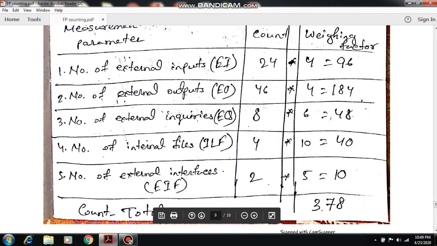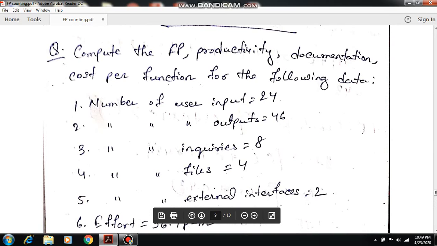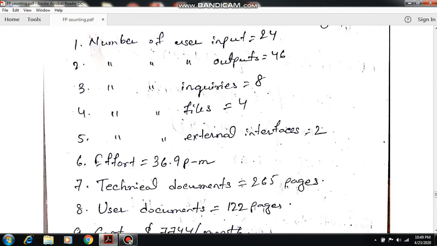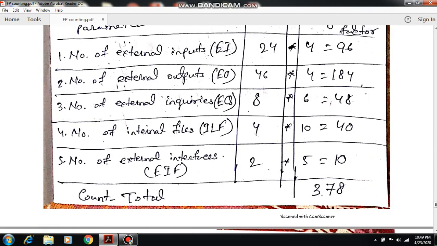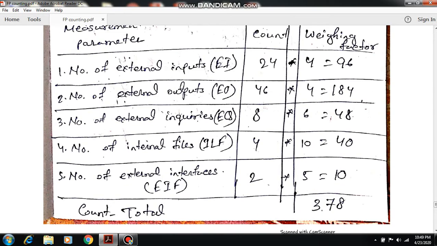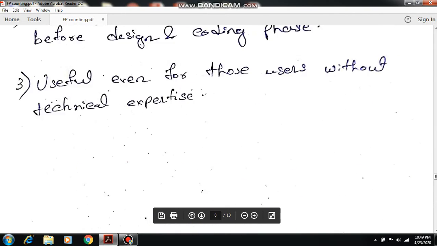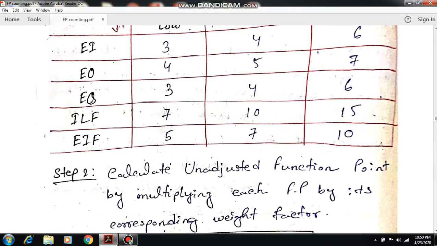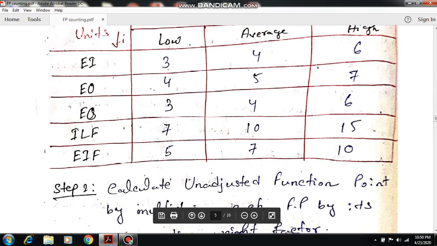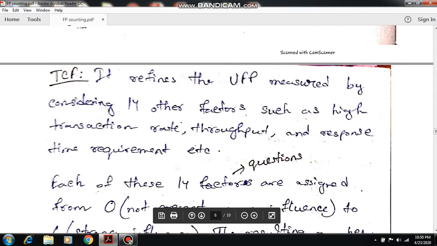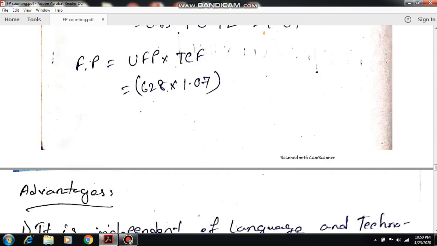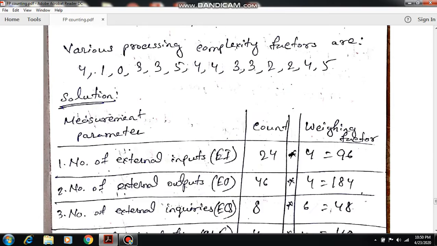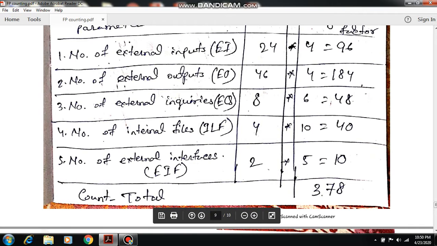Parameter and this is the value. So the weighting factor we consider is the average type of project. So we are taking the value of the average. So, see the table. See, the average type of value is taken, based on the project size.